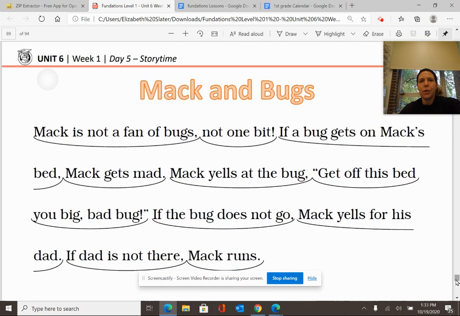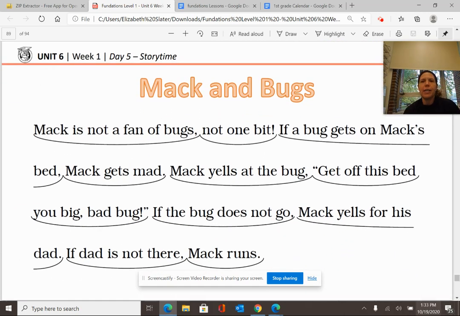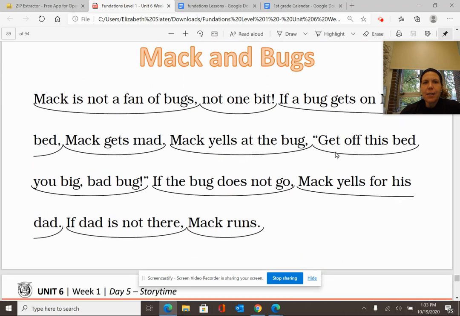All right, we have a story today, and our story is called Mac and Bugs. And I want you to close your eyes as I read you this story, and then I'm going to give you some time to write some of the words in your book. Okay, so close your eyes and listen to the story.